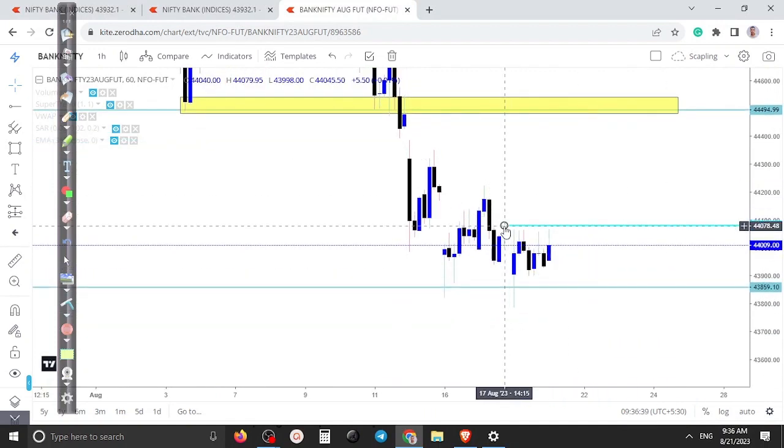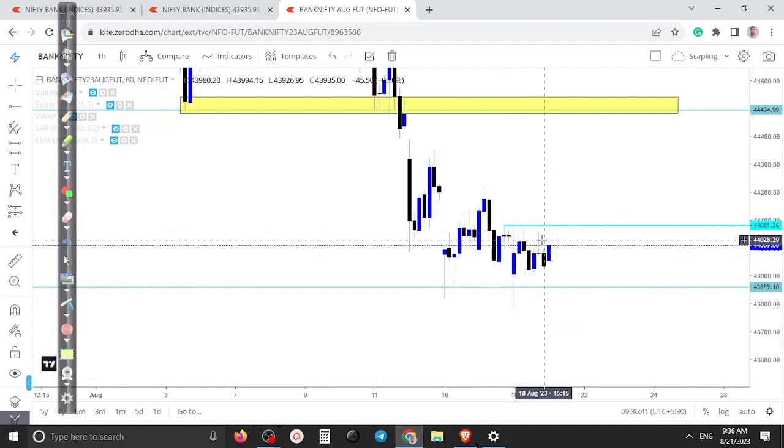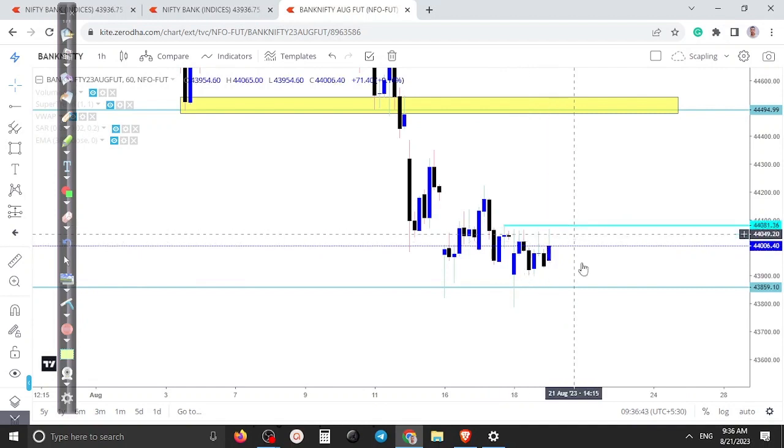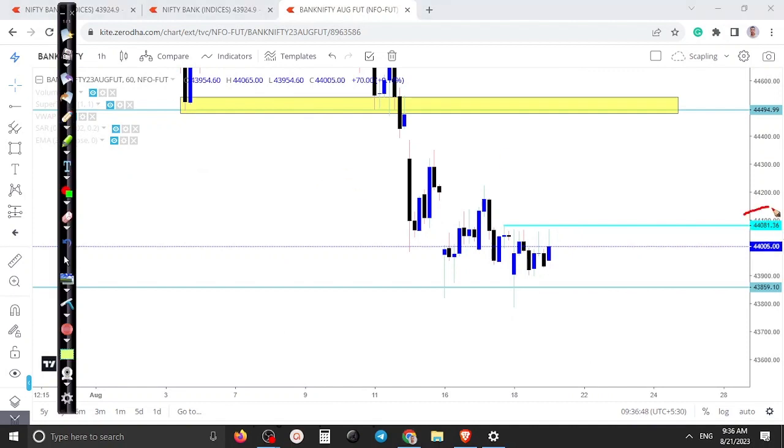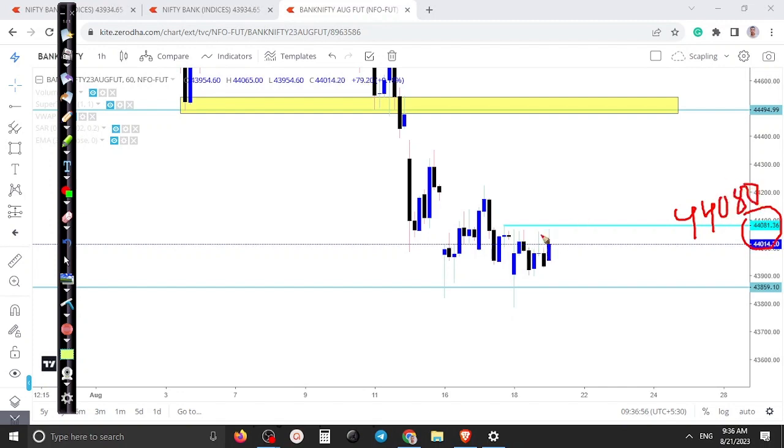Now you can see this is my two pieces point. I drew it around 44,080. This is the level you can say. See, this is in a futures chart. Remember, don't use the spot chart, use the futures chart.